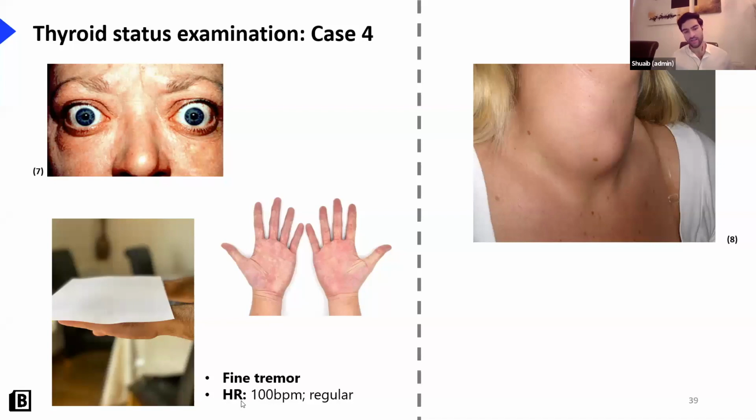So you put a piece of paper on top of the hands and you see there's a fine tremor, heart rate's 100 beats per minute and regular, and there is a mass in the neck. So what's the diagnosis here? You just put it in the chat. So what's a specific diagnosis? Yeah, Graves, good. So this is a lady with evidence of hyperthyroidism. She's got a tremor, she's tachycardic, she's got what is known as exophthalmos or proptosis. They are exactly the same thing, exophthalmos, proptosis, and she's got a diffuse goiter. So she's got evidence of hyperthyroidism. She's a middle-aged lady. She's got eye signs. So this is Graves' disease.